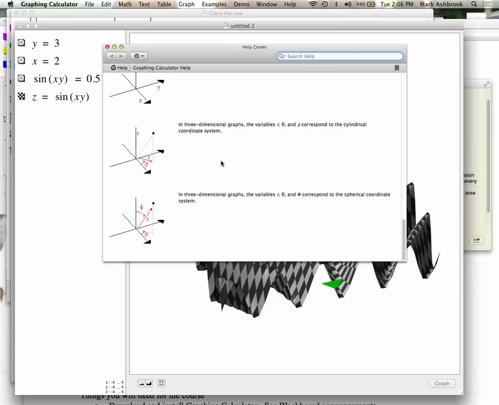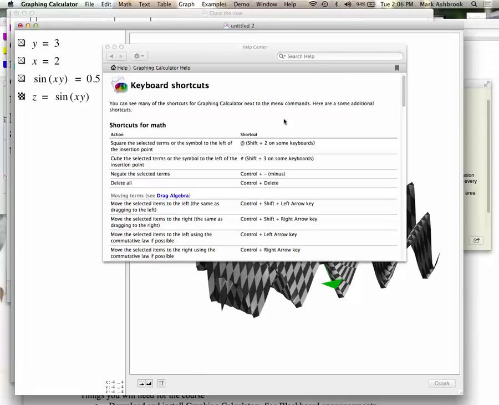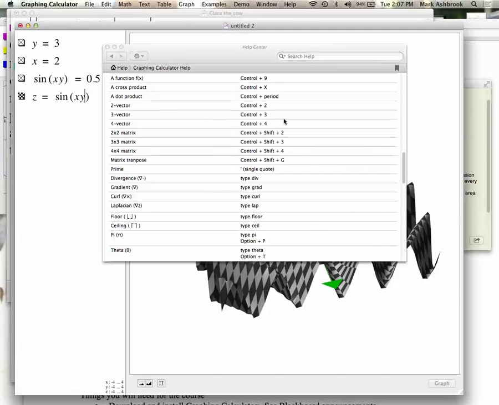Once again, that was the Help menu, graphing variables. Another really helpful one is at the bottom of the list, keyboard shortcuts. This has tons of really important things. You'll come to a situation where you want to do something and you're not sure how to enter that or what to push on your computer to get it to do what you want. So look in this menu too.